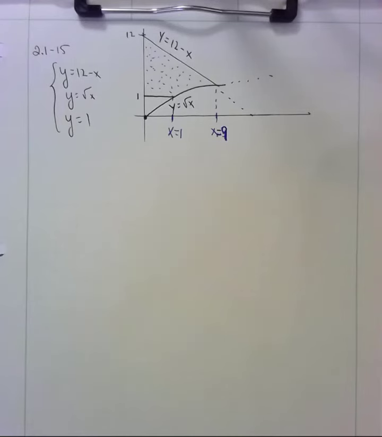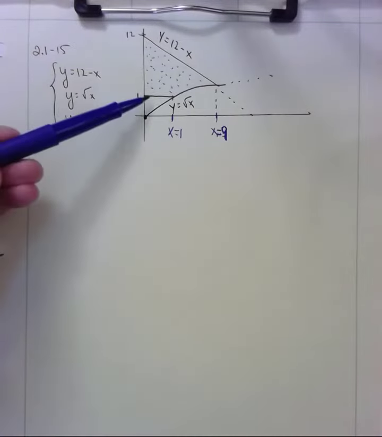Okay, we're going to do a calculation of area between some curves. This is from the supplemental textbook, Chapter 2, Section 1, Problem 15, where we are asked to find the area in between a couple of straight lines. One of them is slanting downwards. It's y equals 12 minus x, right there. One is horizontal at y equals 1, right there.